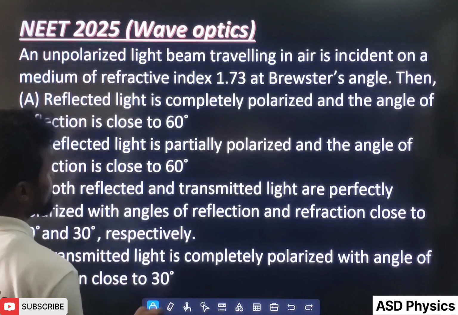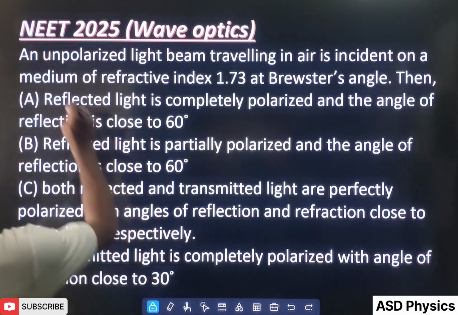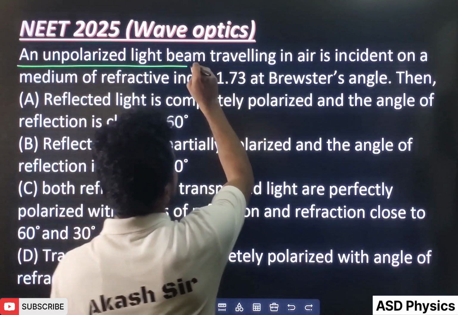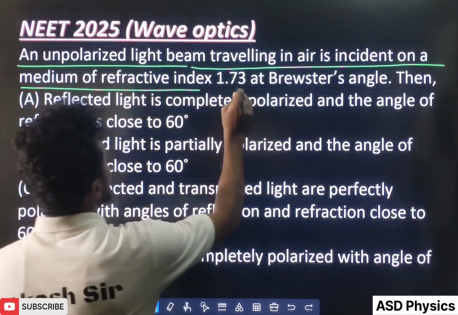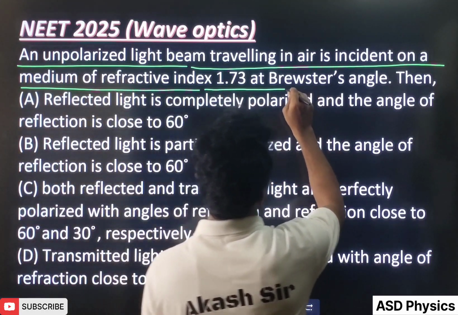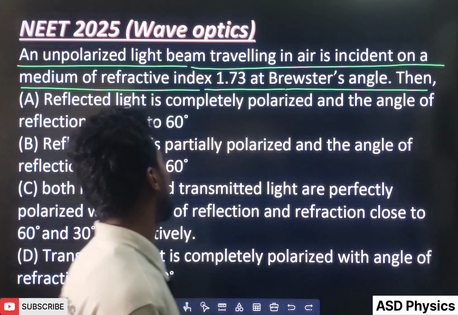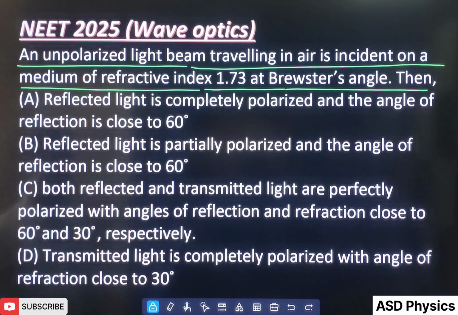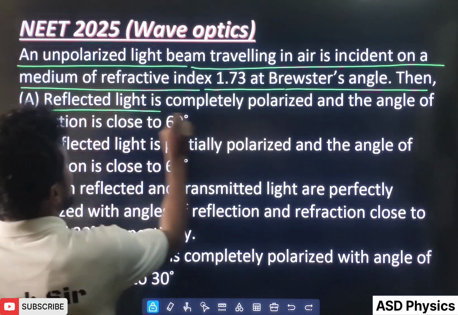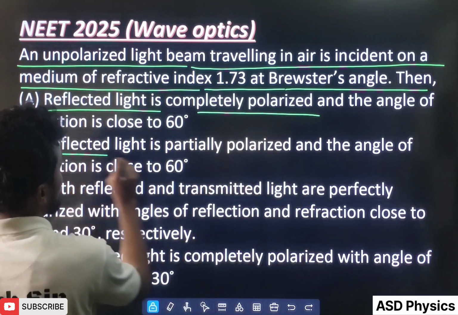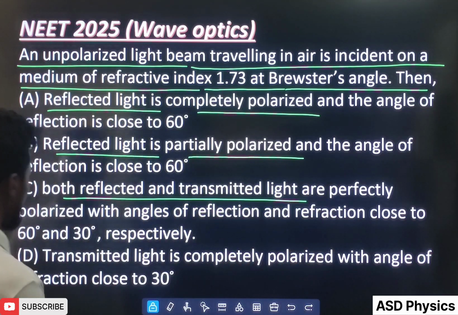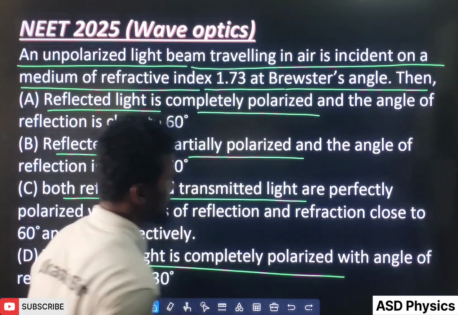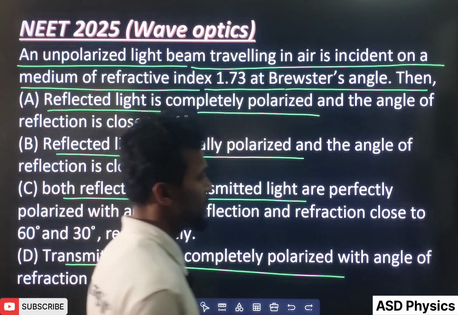Now the next question from wave optics. Let's see here. An unpolarized light beam traveling in air is incident on a medium of refractive index 1.73 at Brewster's angle. Then the options are: reflected light is completely polarized, or reflected light is partially polarized, or both are perfectly polarized, or transmitted light is completely polarized. Okay, so this question is somewhat informative.